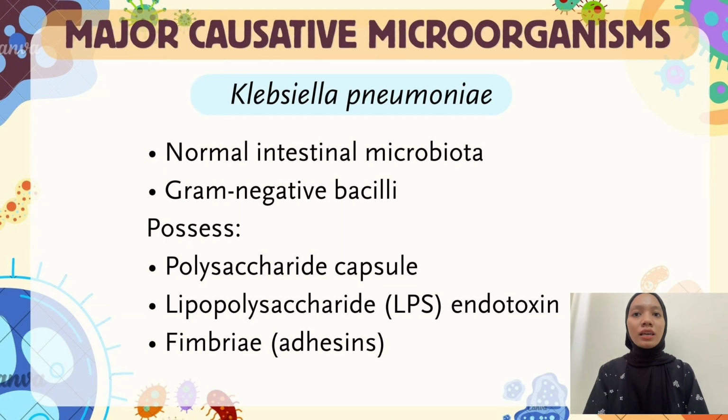Next is the second major pathogen, which is Klebsiella pneumoniae. So this is the second major pathogen for acute cholangitis. Similar to E. coli, it is also a gram-negative bacillus and part of the normal intestinal microbiota. Its important virulence factors include a polysaccharide capsule, which will protect the bacterium from phagocytosis, as well as fimbriae and also LPS endotoxin that will facilitate colonization and also inflammation.